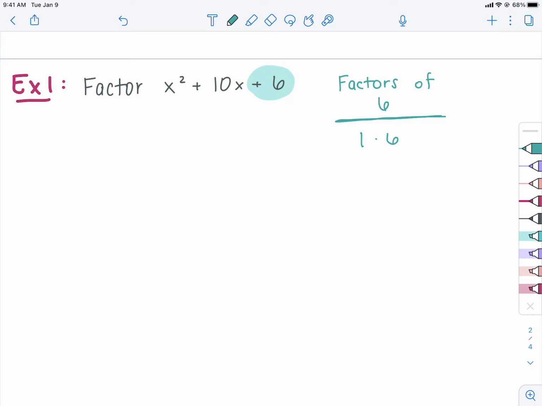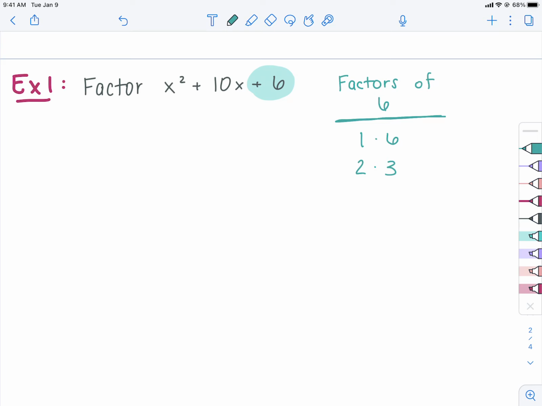Then I go, okay, and I literally just go in order. So I used 1, now I'm going to use 2. 2 goes into 6, yep. 2 times 3 gives me 6. And I don't have any other factors. If I wasn't sure, I could check 4, but I know 4 doesn't go into 6. I could check 5, 5 doesn't go into 6. And then I'm at 6. So those are all my possible numbers that I could have as factors.